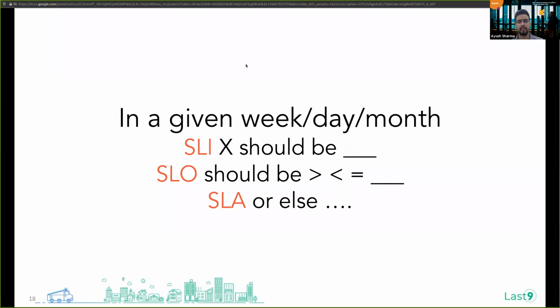Right. Okay, we'll just take one last question, Piyush. If I want to set an SLO on throughput, behavior during day and night is different. How should I be thinking about it?